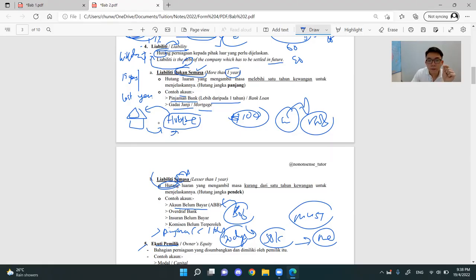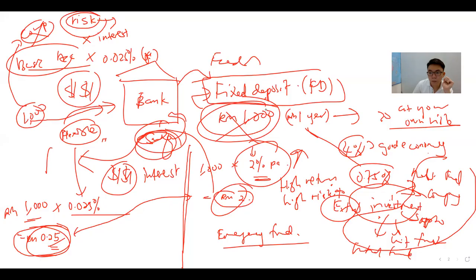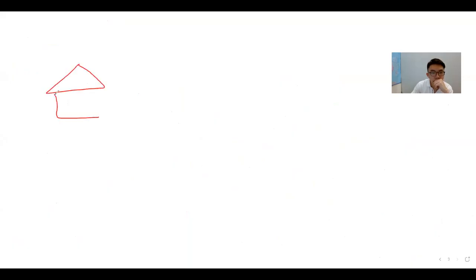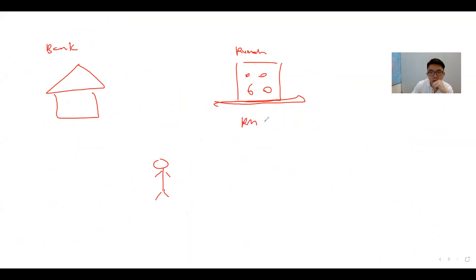So this is actually something like that. If you understand how they borrow money from the bank, let's say this is the bank. So this is me. Let's say I see a house that I like. So this is satu rumah. Let's say this is maybe 500,000. So at this moment, even though I have 500,000, I won't go and pay 500,000 cash to buy a house. I will go and pinjam duit dari the bank. I will check my loan, my credit, to see if my loan is approved or not from the bank.